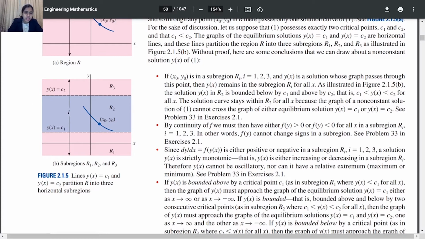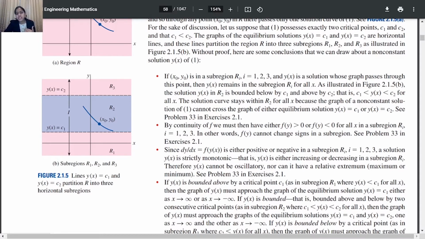So if you are considering a point here, and if I am talking about the solution curve in this region, then this solution curve will approach this equilibrium solution. It will definitely approach it, either as x tends to infinity or minus infinity. That depends upon the function being increasing or decreasing, or where the solution curve is lying. So in any case it will approach the equilibrium solution.